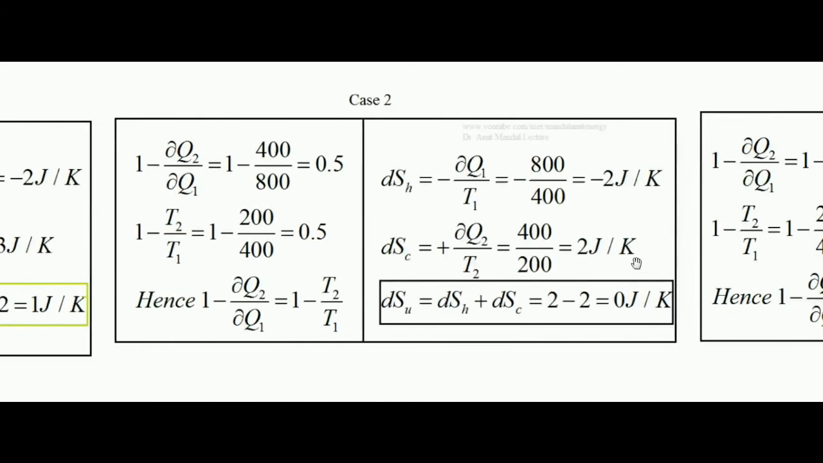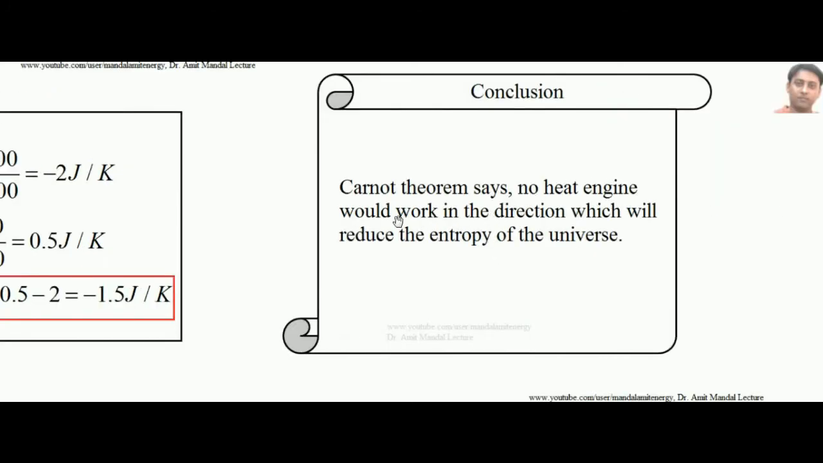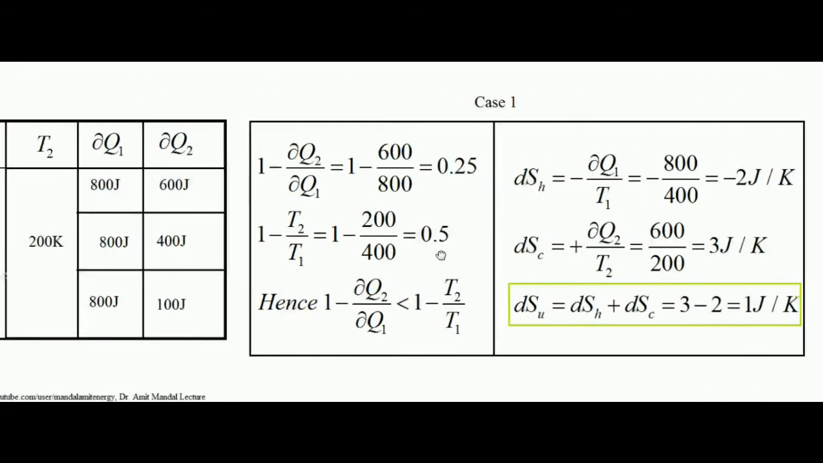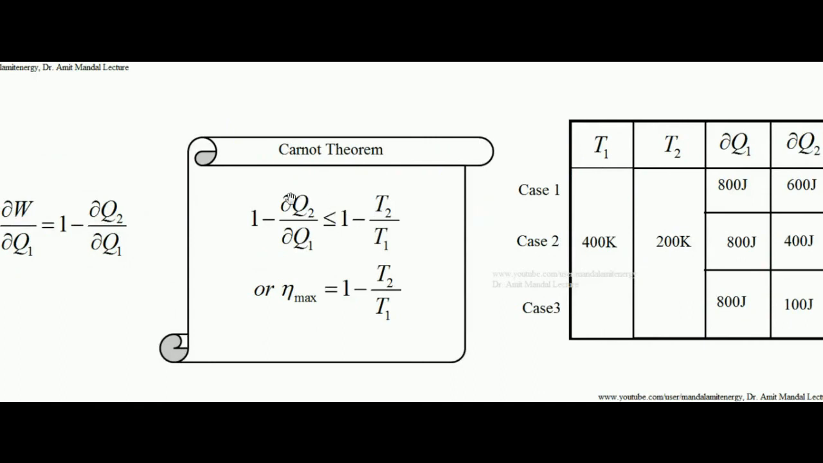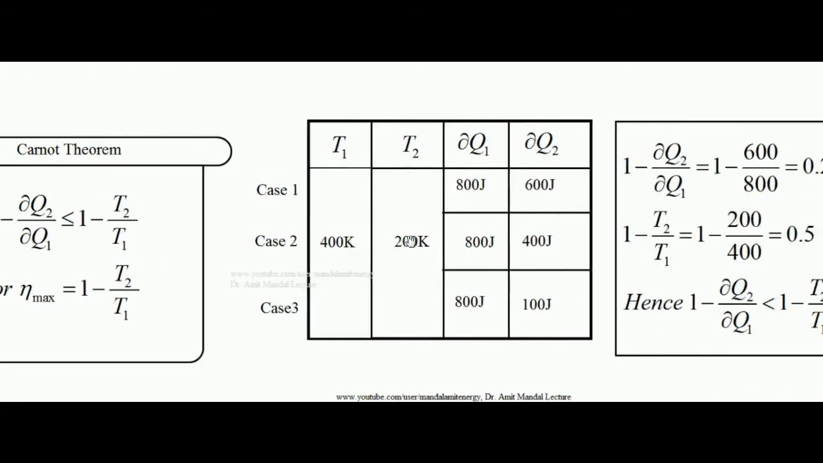So the final conclusion is that no heat engine would work in the direction which will reduce the entropy of the universe. So if we want the heat engine to work in the direction to increase the entropy of the universe, or at most no entropy change, then the Carnot theorem has to be followed, that is, the maximum efficiency of the engine must be 1 minus T2 by T1. In case it is greater than this, I told you what the problem is. So I hope by this small lecture you have learned what the Carnot theorem is and what the physical significance behind it is. Thank you.